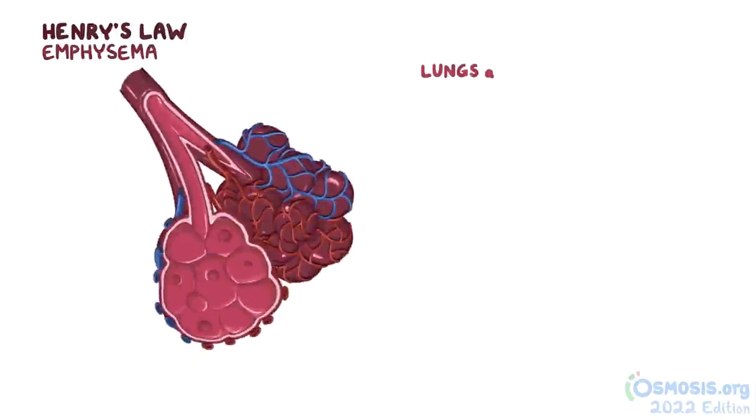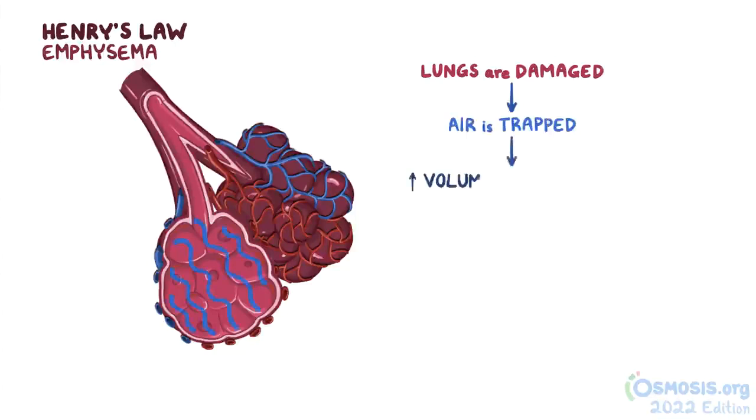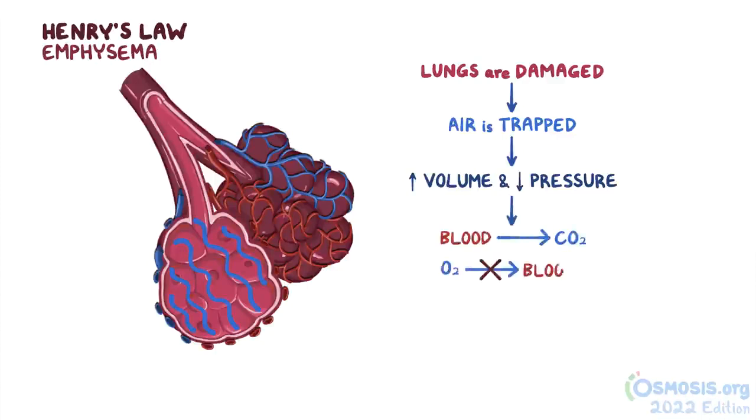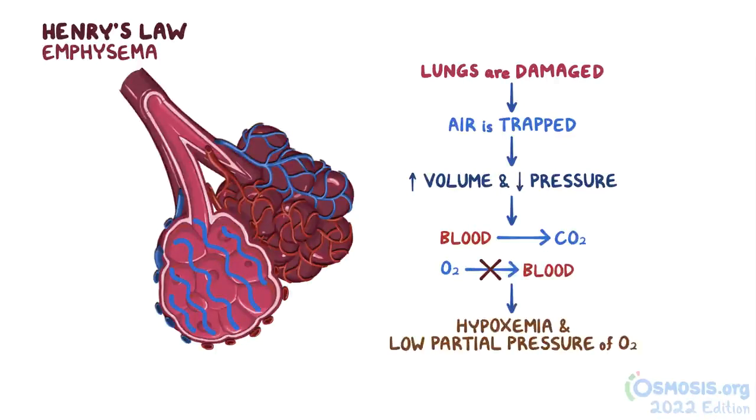All right, so in order to understand Henry's law better, let's consider emphysema again, where the alveoli, or the air sacs of the lungs, are damaged. This damage usually means that air is trapped in there. In terms of volume and pressure, trapped air means a constant high volume and a constantly low pressure. As a result, in emphysema, carbon dioxide will easily diffuse out of blood, but oxygen will not be forced into blood, and that will lead to hypoxemia, or low partial pressure of oxygen.